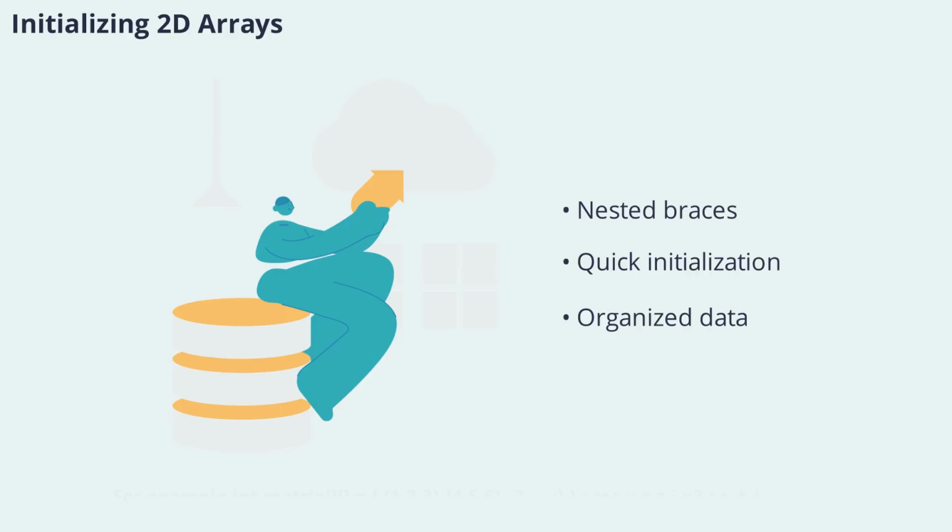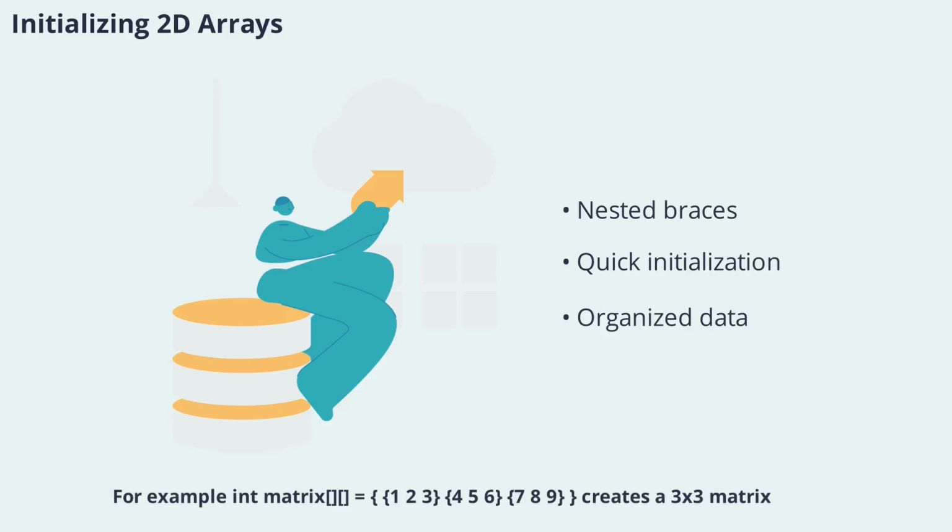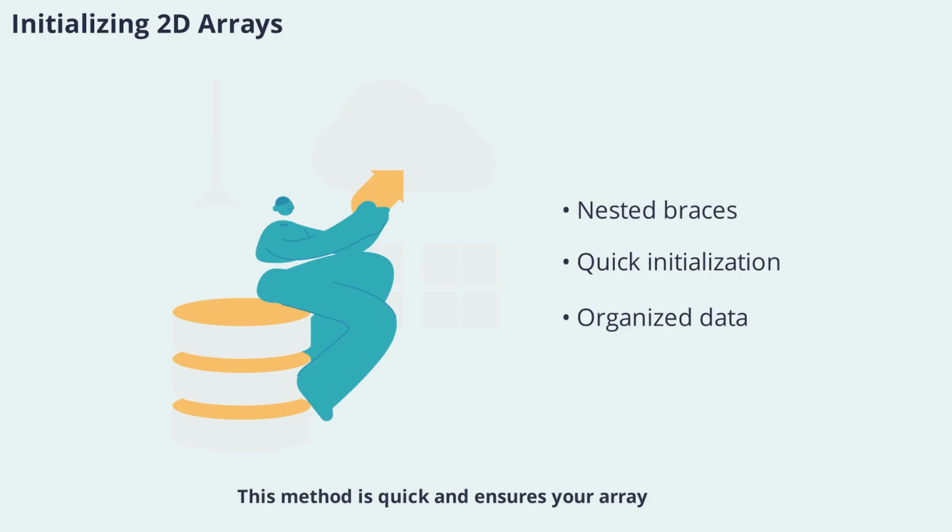For example, int matrix equals {{1, 2, 3}, {4, 5, 6}, {7, 8, 9}} creates a 3x3 matrix. Each inner set of braces represents a row. This method is quick and ensures your array is filled with the right data from the start.